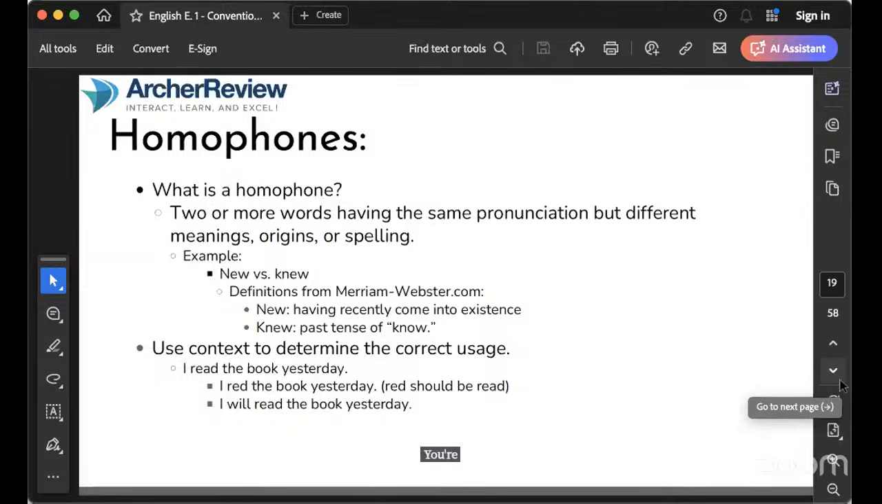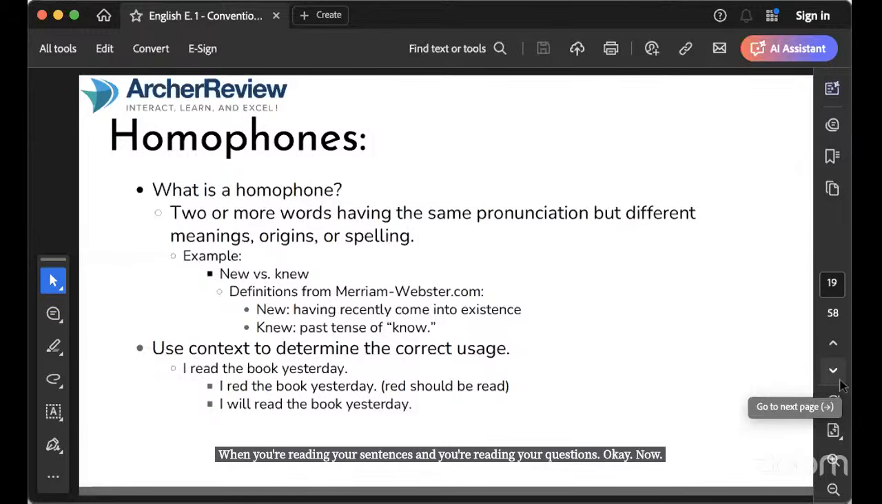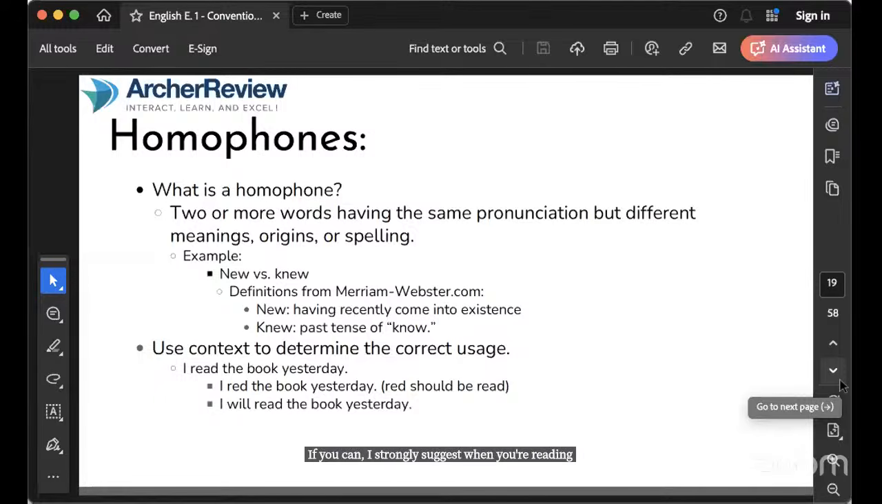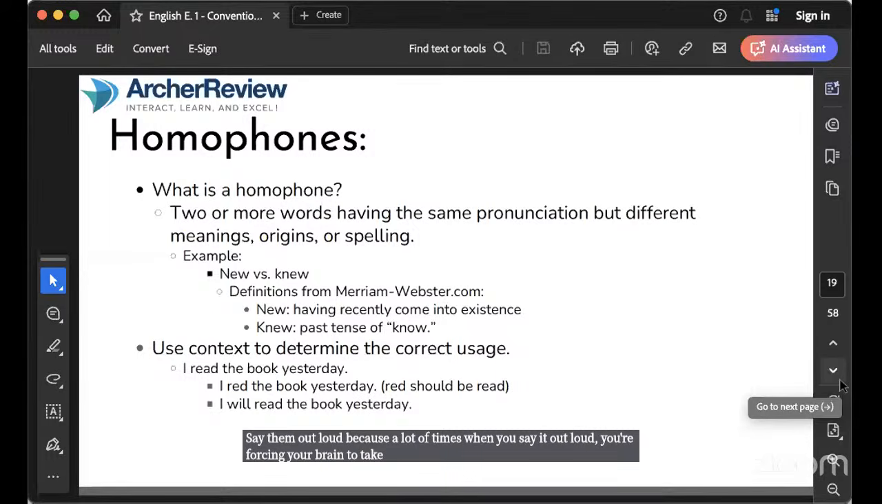You're going to think I sound crazy, but just hold on, hear me out. When you're reading your sentences and you're reading your questions, okay? Now, I don't know where everybody's going to test at, but sometimes you can test remotely and you can kind of test by yourself. So you might could actually talk out loud. If you can, I strongly suggest when you're reading sentences like this, say them out loud. Because a lot of times when you say it out loud, you're forcing your brain to take one more step to process it. And it can really make a difference in breaking down and analyzing word usage.